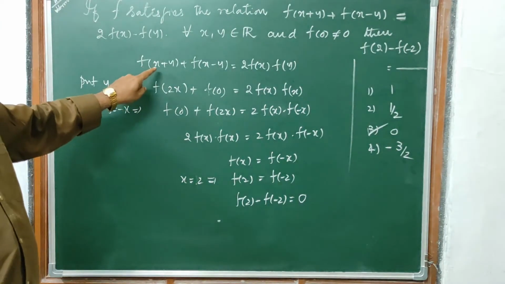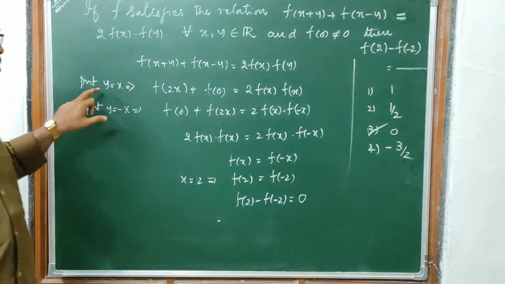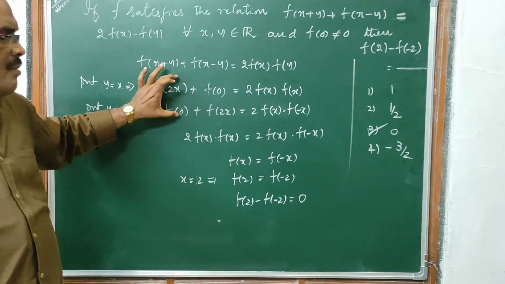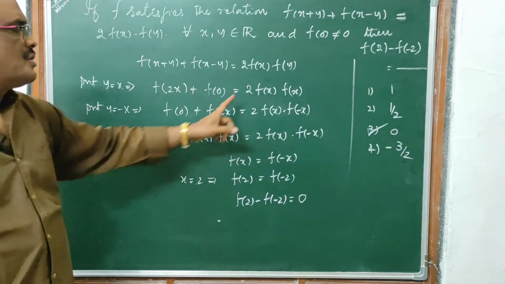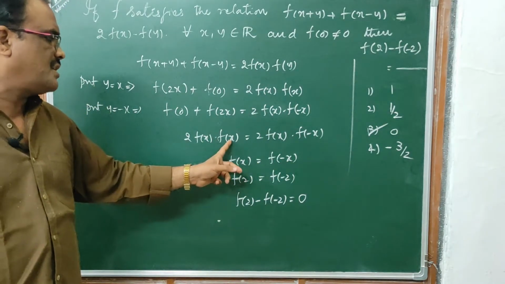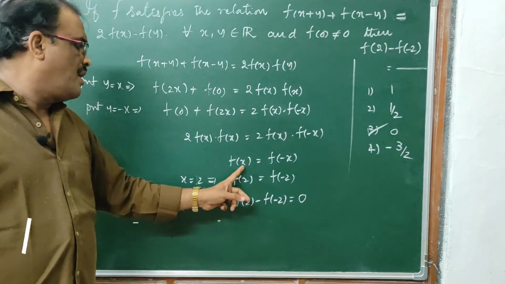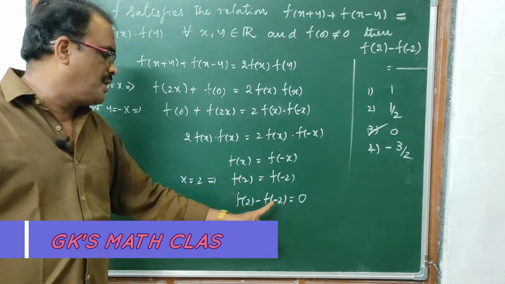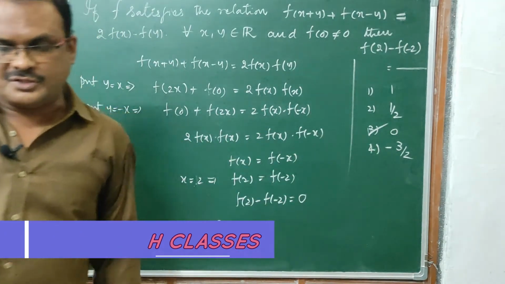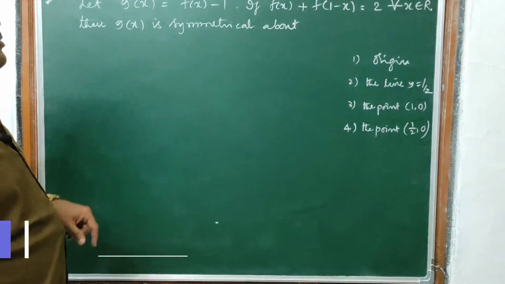Clear to you? f of x plus y, f of x minus y, 2f of x, f of y. First we have to take y is equal to x and substitute. Then put y is equal to minus x. Both left hand sides are equal. So equal on the right hand side. 2f of x, it gets cancelled. f of x is equal to f of minus x. So instead of x, 2, f of 2 is equal to f of minus 2. Bring it to the left hand side. f of 2 minus f of minus 2 is 0. Third choice.